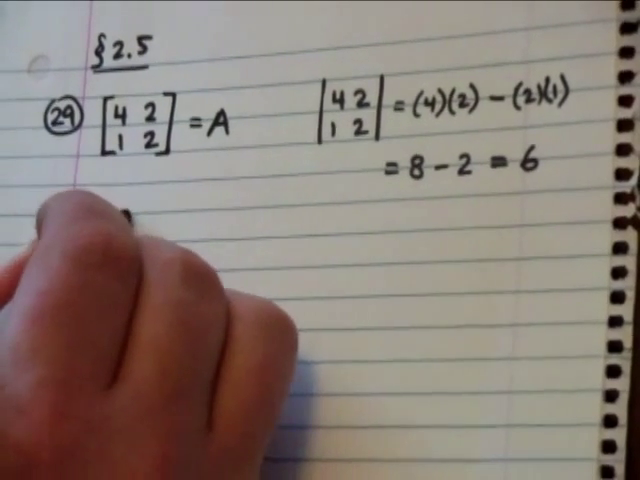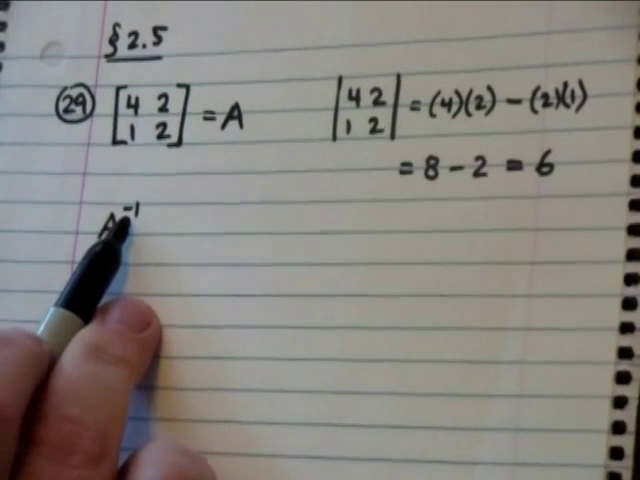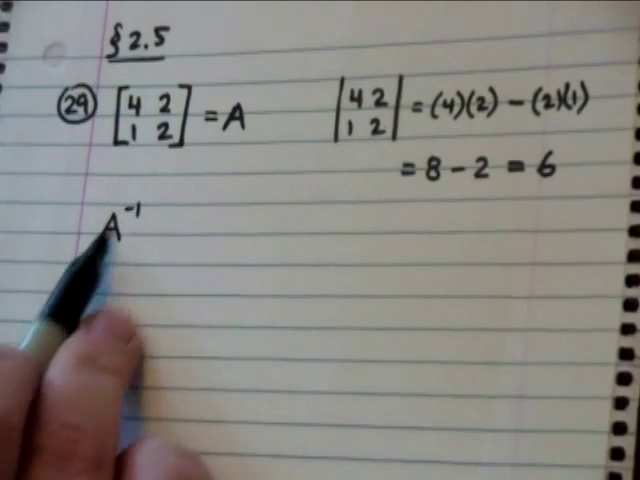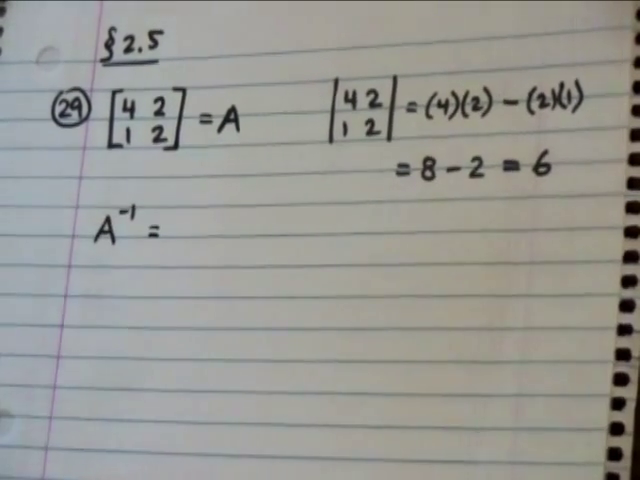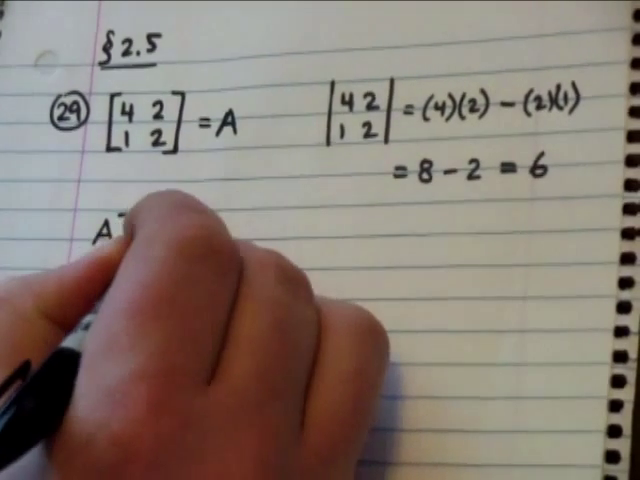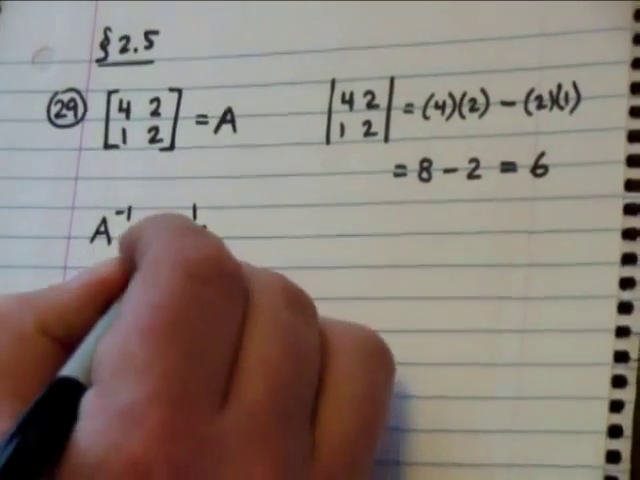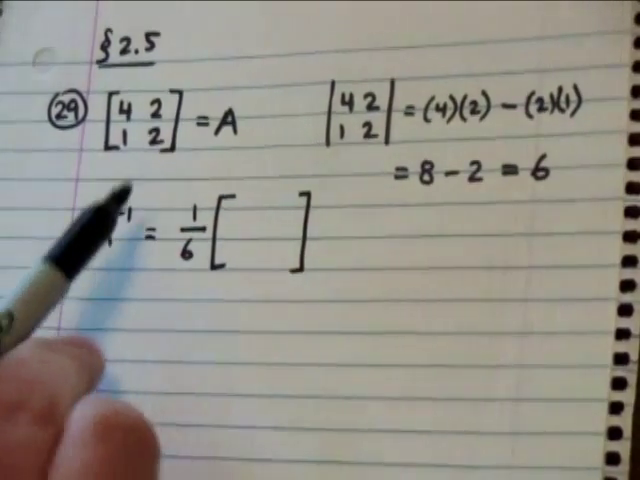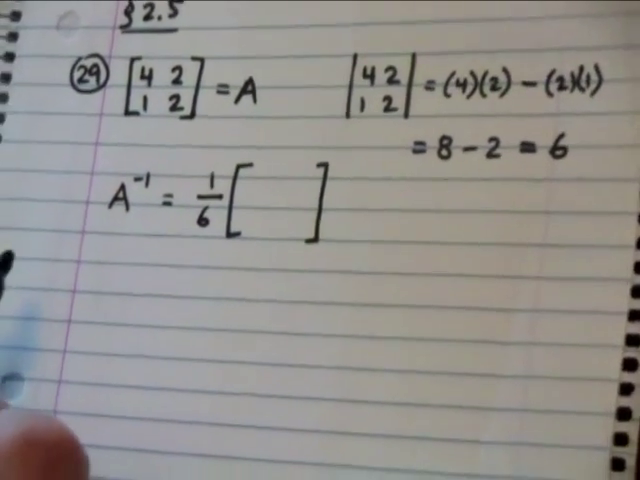So the inverse matrix, and they use this funny notation that looks like A to the negative 1. And if you were to read that, you would read it as inverse A, or A inverse. We can calculate A inverse by taking 1 over the determinant that we just calculated, so 1 over 6, times a matrix that is a modified looking version of the original matrix.